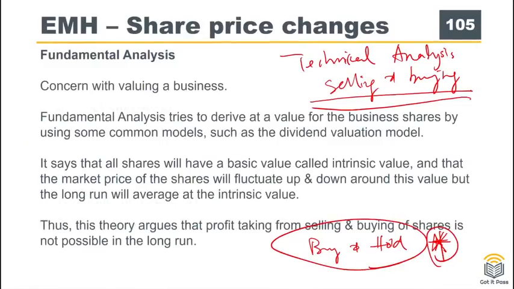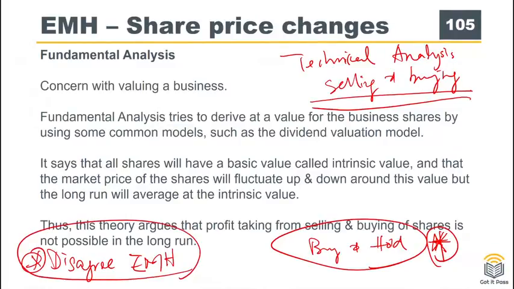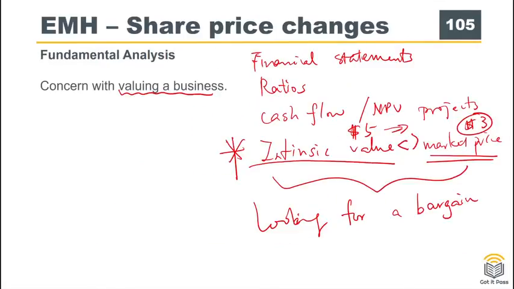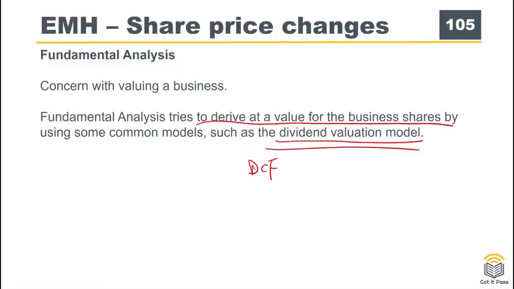All right. So for these two analyses, what is their belief behind? First, they disagree with EMH. For technical analysis, they believe the share price will move following a pattern, following a cycle. And for the fundamental analyst, the belief is that share prices should be at the intrinsic value, and in the long run they just move up and down around the intrinsic value.